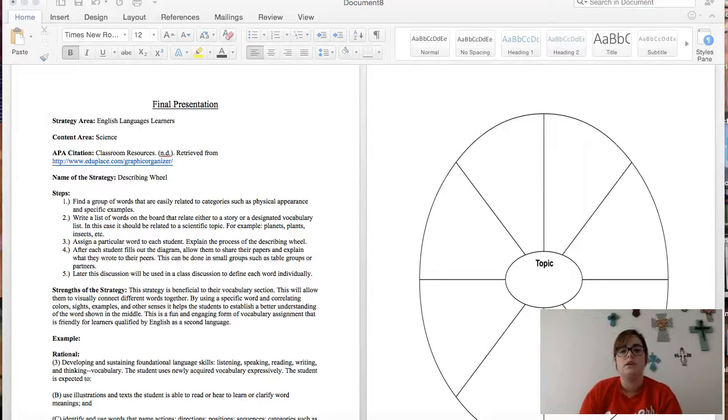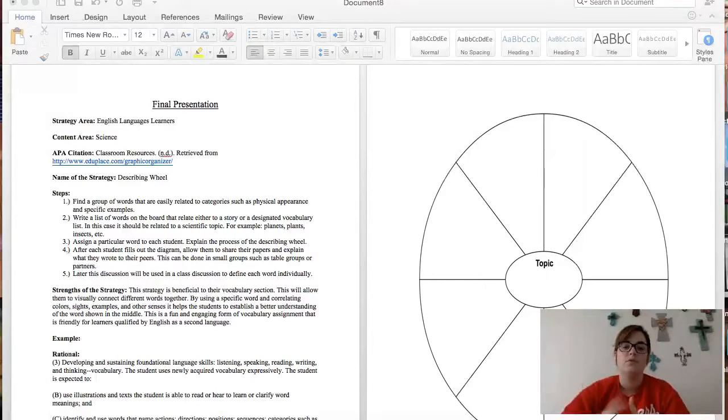So how you would be able to incorporate this into your classroom would be by a 5-step process. This can also be used in social studies, English, any other content area that you see fit. So the first step would be to find a group of words that are easily related to categories such as physical appearance, specific examples, and anything you can think of that would help the student better understand the topic or word.